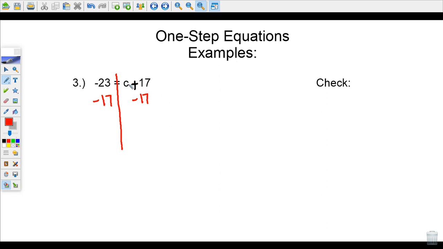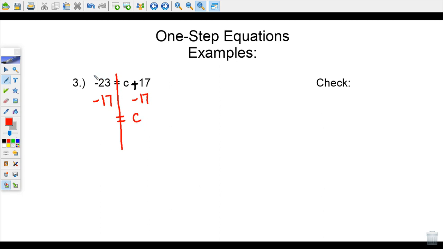Don't get thrown off that the variable's on the right side or that it's c instead of x this time. No big deal. On a balance, doesn't matter what's on each side. An equation doesn't matter which is on the left and which is on the right. So I saw plus 17, so I subtracted 17. I'm going to start on the side with the variable. 17 minus 17 is 0. All that's left is c.